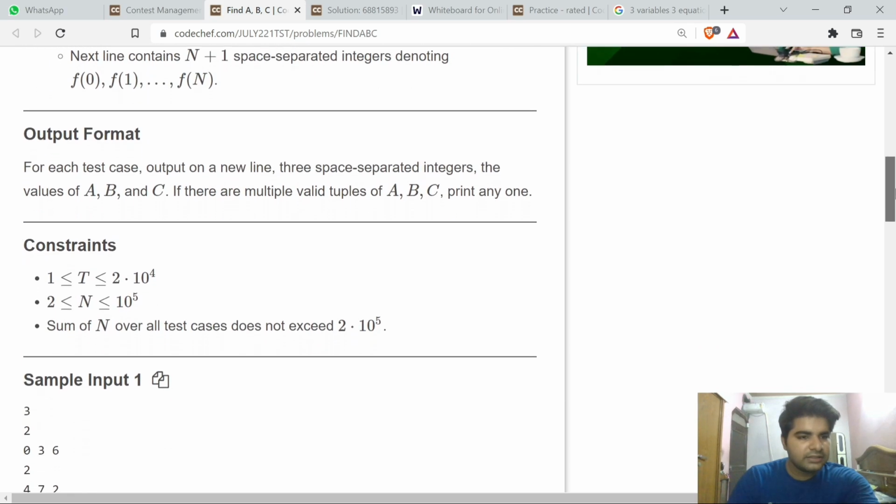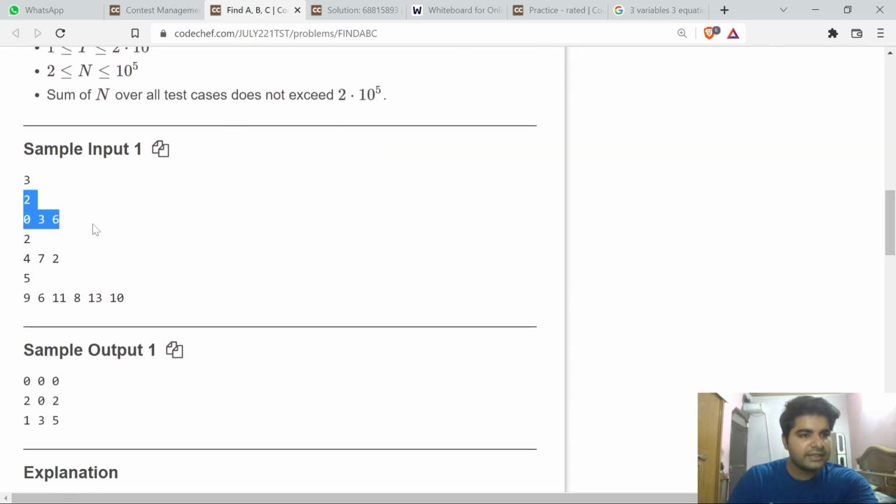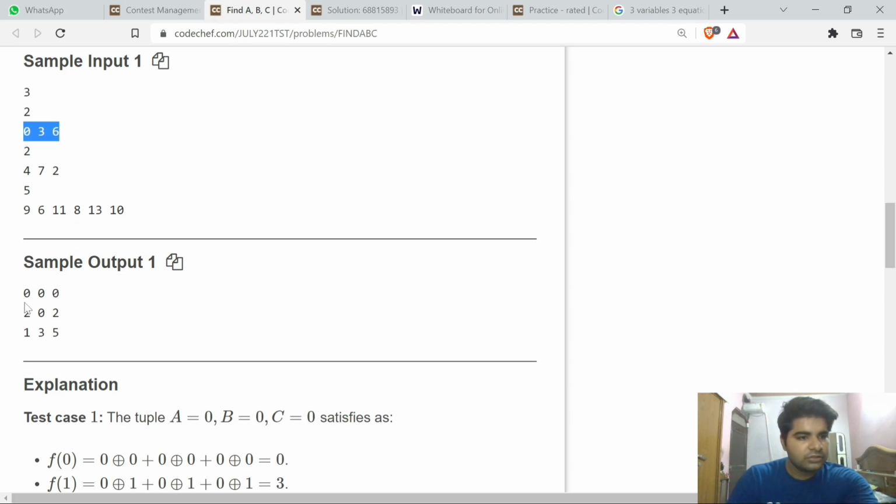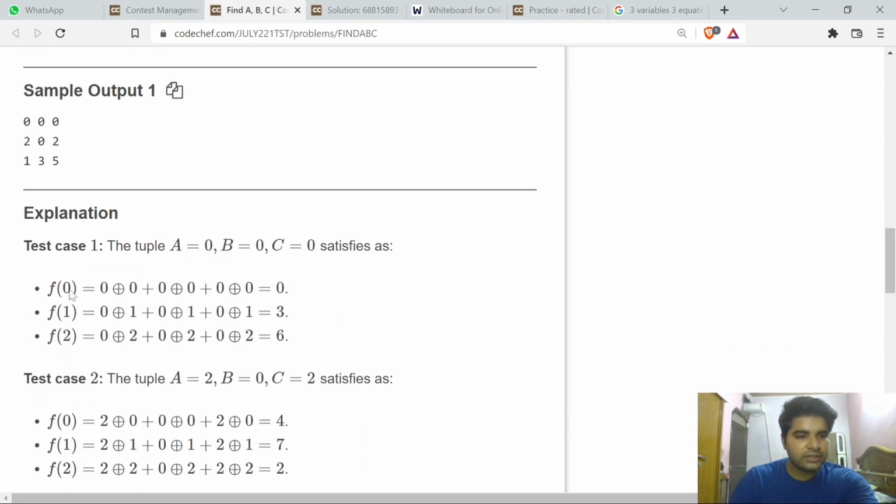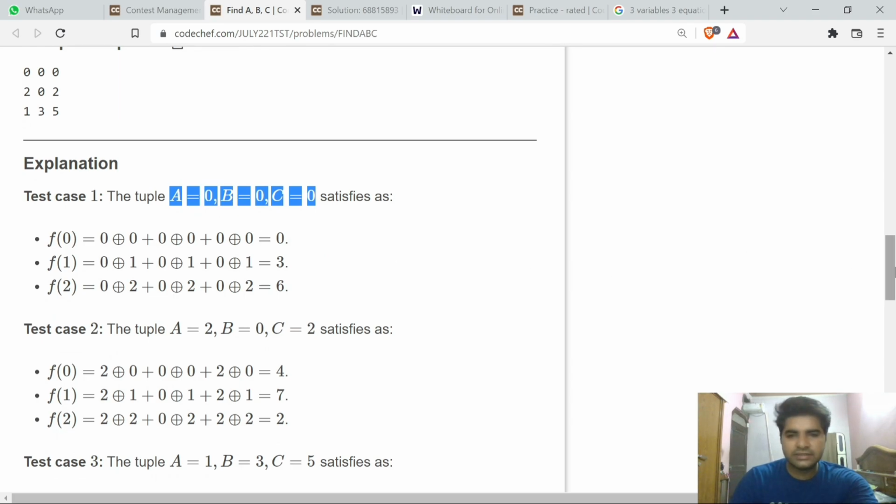So let us look at the test cases more. Here we are given the n plus 1 values, so there are 3 values f0, f1 and f2: 0, 3 and 6. One A, B, C satisfying this would be 0, 0, 0, and for the second test case it would be 2, 0, 2. For test case 1, f0 will be 0, and A, B, C = 0 will satisfy it. So f0 is 0 XOR 0, 0 XOR 0, 0 XOR 0, that is 0. f1 will be 0 XOR 1, 1, 1, which will be 3. So you can see all f0 till fn are satisfied by these values of A, B, C. You need to find any tuple that satisfies this condition.